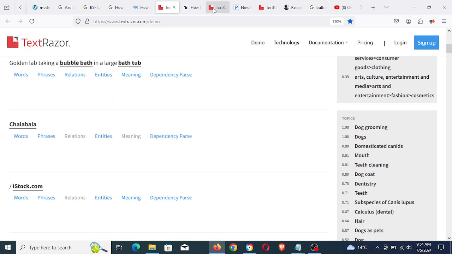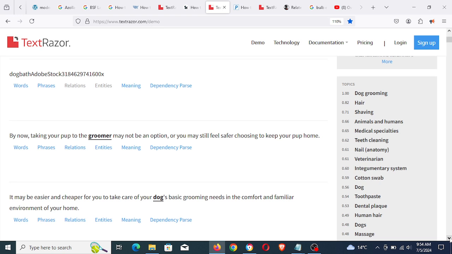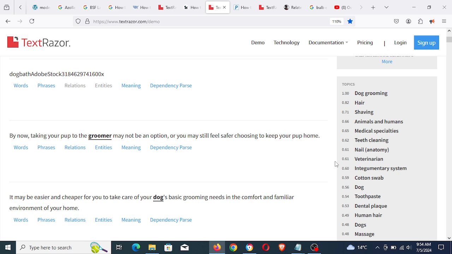And let's check the second article. The second ranking article is also sort of similar to the first. It seems different from the first, but when you check these topics, they're actually being associated with the grooming part. So it's not about copying what the first article is saying, or writing the same thing.